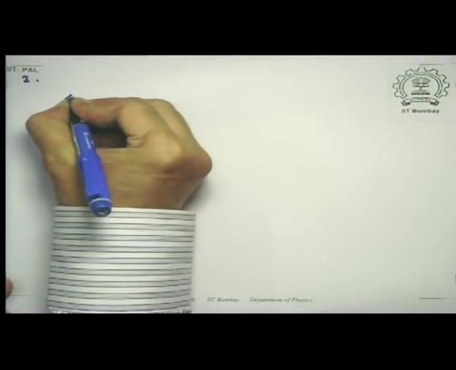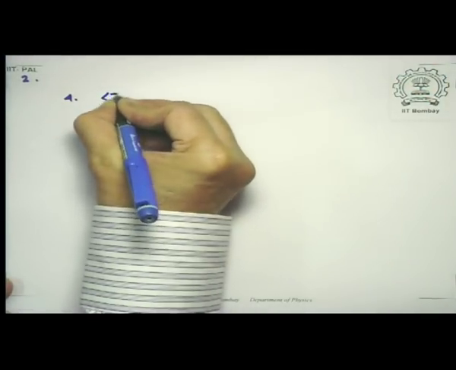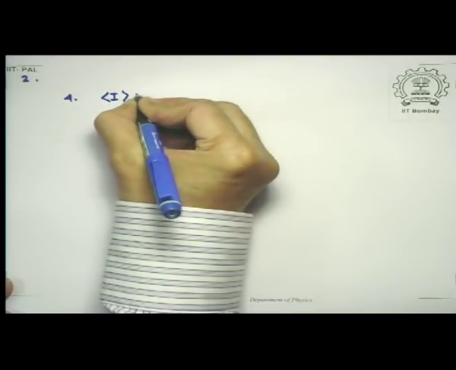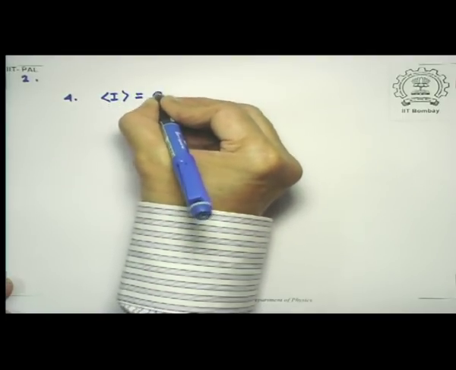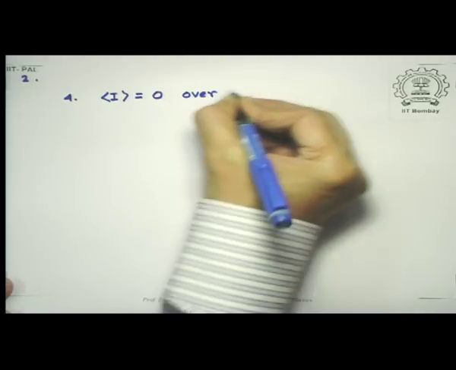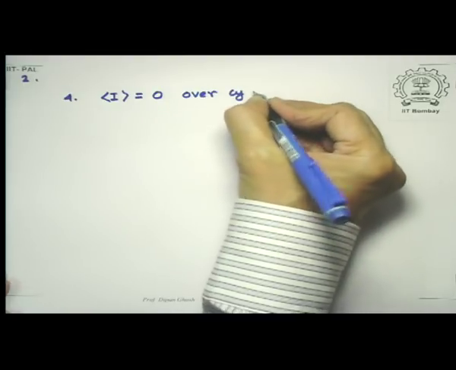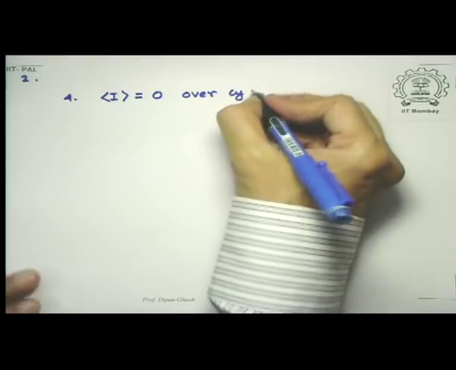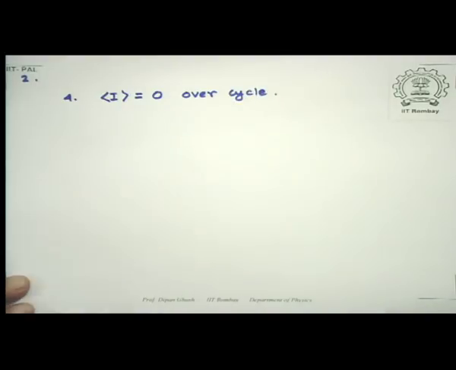Since the time variation of both the voltage and the current was sin omega t, we proved that the average of the current, and also that of the voltage, over a cycle is equal to 0, and that's because the averages of sin omega t, sin 2 omega t, etc. turn out to be equal to 0.